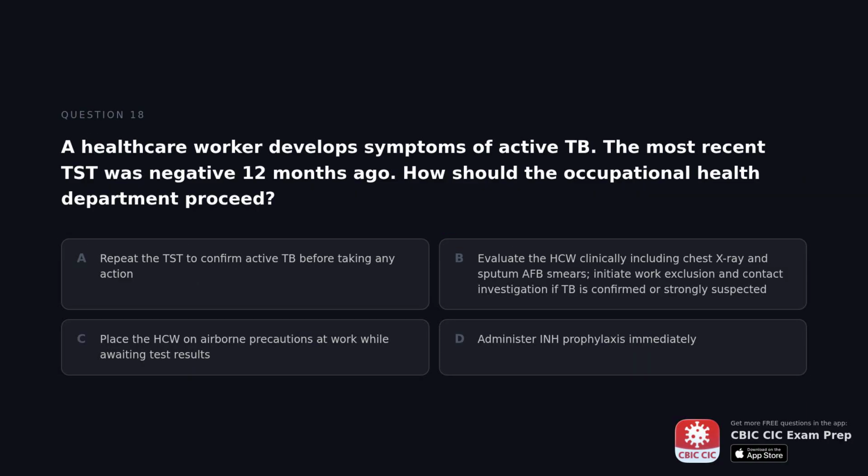A healthcare worker develops symptoms of active TB. The most recent TST was negative 12 months ago. How should the occupational health department proceed? A. Repeat the TST to confirm active TB before taking any action. B. Evaluate the HCW clinically, including chest X-ray and sputum AFB smears. Initiate work exclusion and contact investigation if TB is confirmed or strongly suspected. C. Place the HCW on airborne precautions at work while awaiting test results. D. Administer INH prophylaxis immediately.